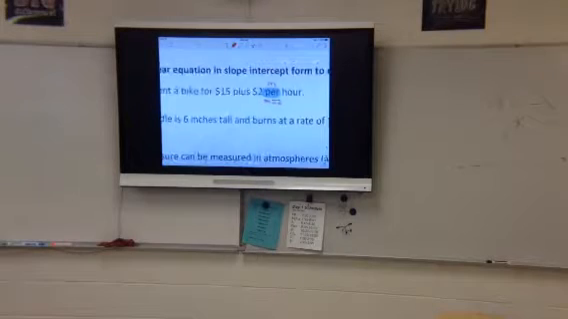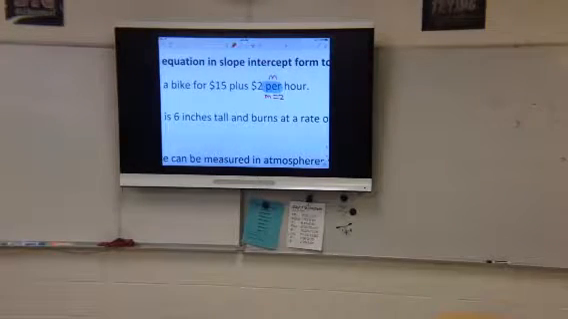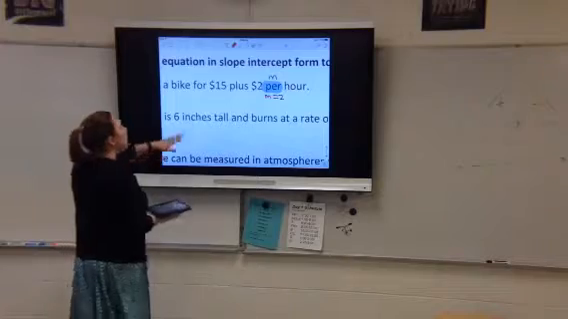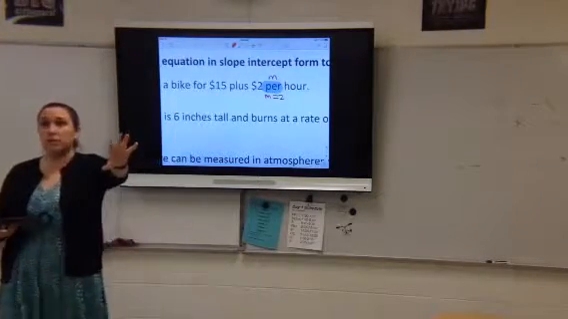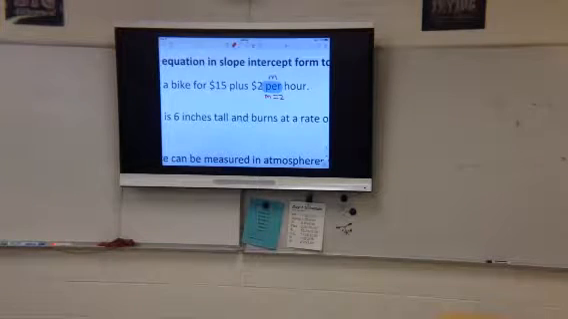And then if I'm looking at this, you rent a bike for $15. So if you're renting a bike, you have to pay $15 up front. Does that make sense? $15 up front, and then it's $2 per hour for however long you want to keep it. 2 hours, 20 hours, whatever it is. So this right here is your start value.